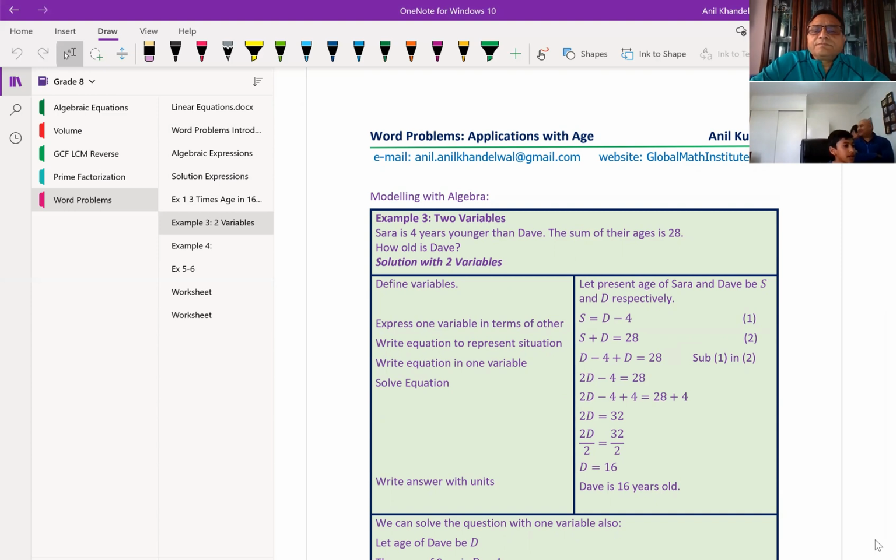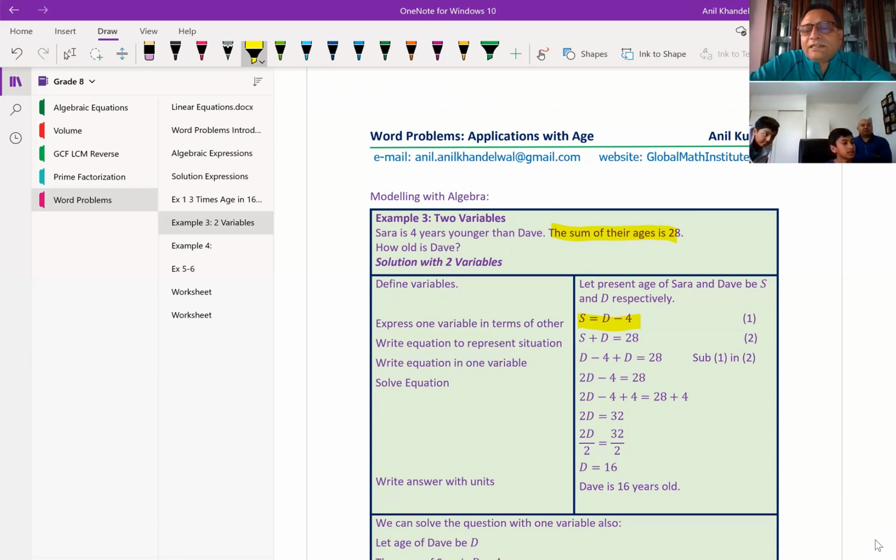So you've written, Sarah is 4 years younger than Dave: S equals D minus 4. And the second equation is S plus D is 28, which is the sum of the ages. So we split the two statements one by one and got two equations. That is how you translate. And these easy questions help us understand the concept so that we can do difficult questions. Is that clear to you?